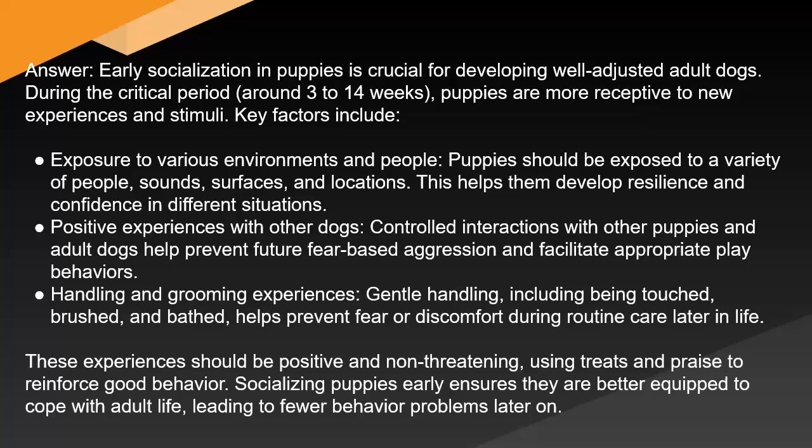Positive experiences with other dogs. Controlled interactions with other puppies and adult dogs help prevent future fear-based aggression and facilitate appropriate play behaviors. Handling and grooming experiences. Gentle handling, including being touched, brushed, and bathed, helps prevent fear or discomfort during routine care later in life. These experiences should be positive and non-threatening, using treats and praise to reinforce good behavior. Socializing puppies early ensures they are better equipped to cope with adult life, leading to fewer behavior problems later on.